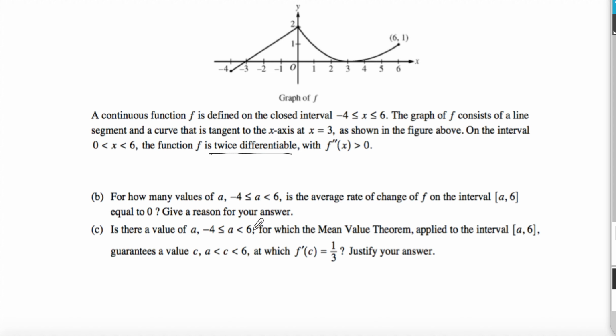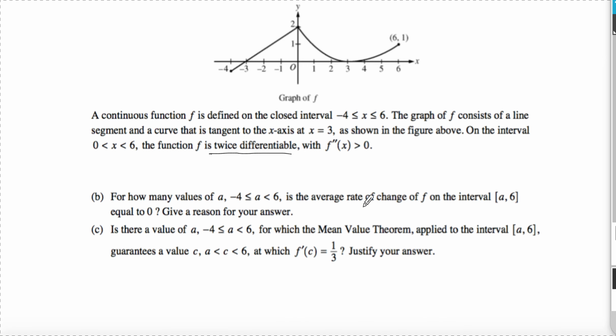Okay. For how many values of a, where a is some x value between -4 and 6, is the average rate of change of f on the interval a to 6 equal to 0? Give a reason for your answer. So what makes this one kind of funky.